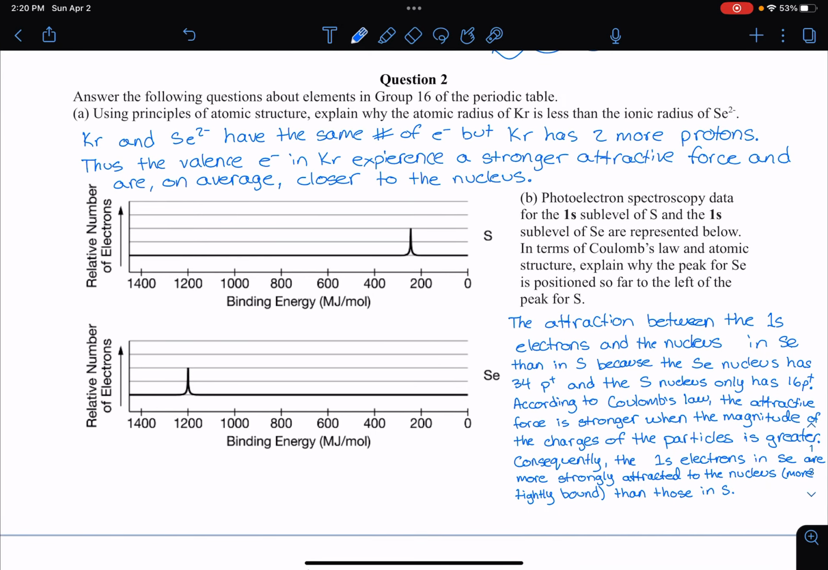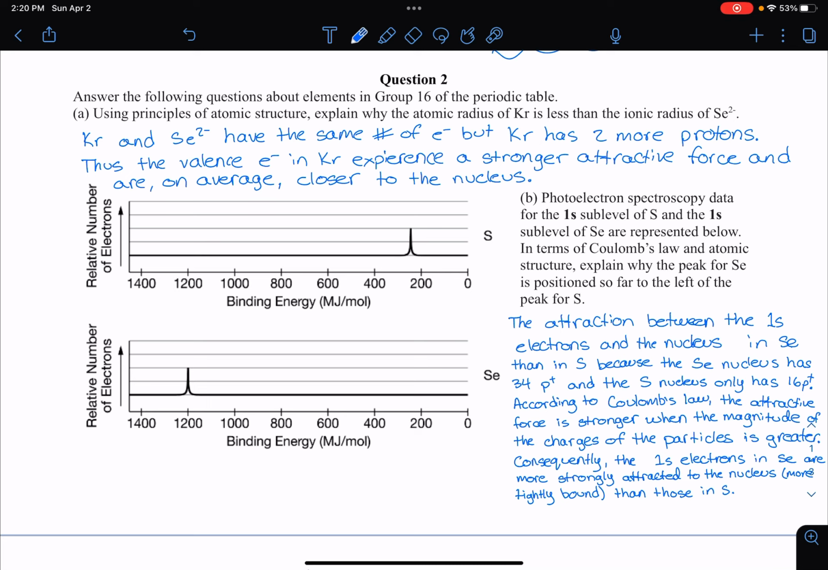Question 2. Using principles of atomic structure, explain why the atomic radius of krypton is less than the ionic radius of selenium 2-. Well, that's because krypton and selenium have the same number of electrons, but krypton has 2 more protons. Thus, the valence electrons in krypton experience a stronger attractive force and are on average closer to the nucleus.